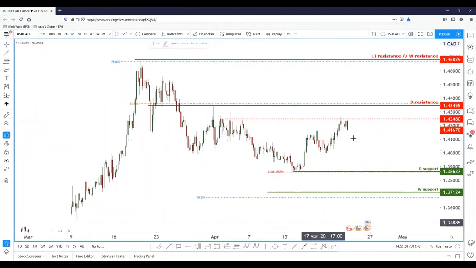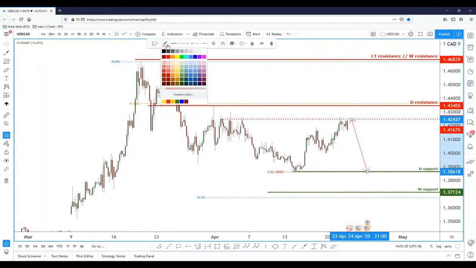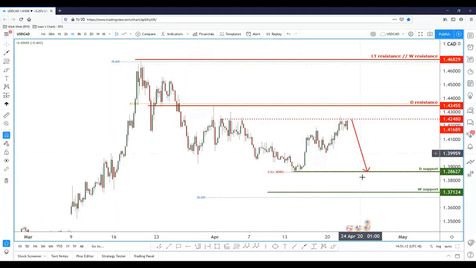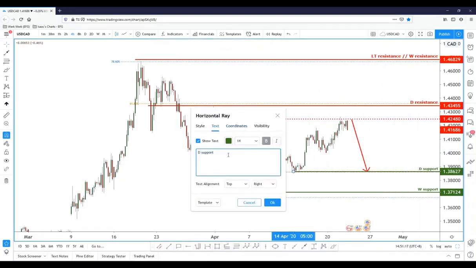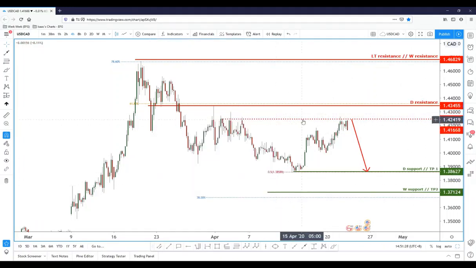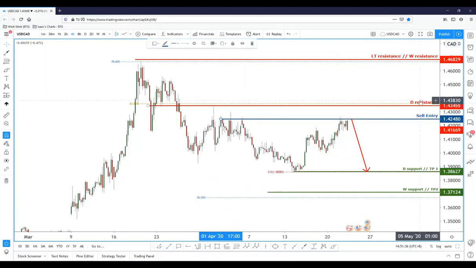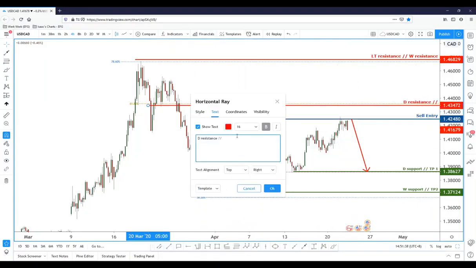And for the trade of the day, this is what I'll do. I would actually short right at the intermediate resistance. I'll go short at the intermediate resistance with the daily support as my first take profit, the TP1, and my weekly support as the final take profit, which is the TP2. This intermediate resistance on the 4-hour can be my sell entry. Now, my daily resistance here will be the stop loss.